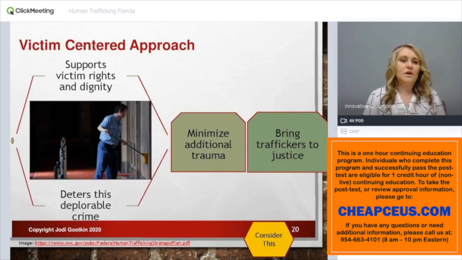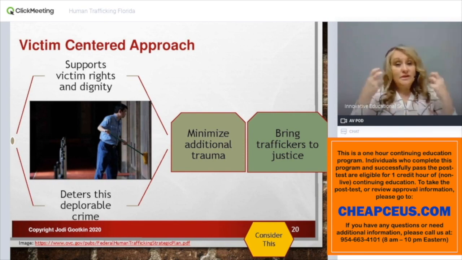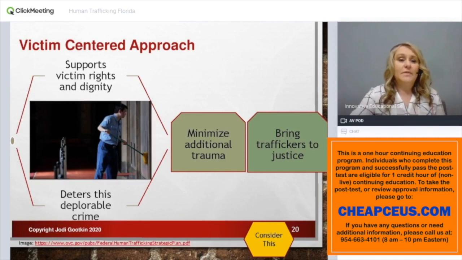In the approach that's utilized in order to assist the individual, you need to consider these individuals have been deprived of everything, even the most basic human needs. They've been convinced that they need that trafficker. And this is a crime. So there needs to be a balance.